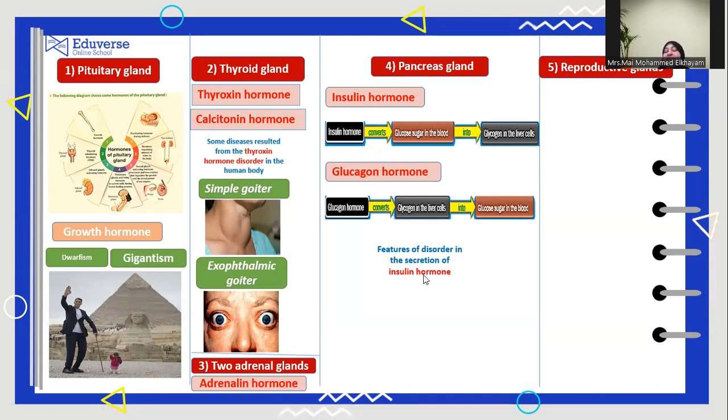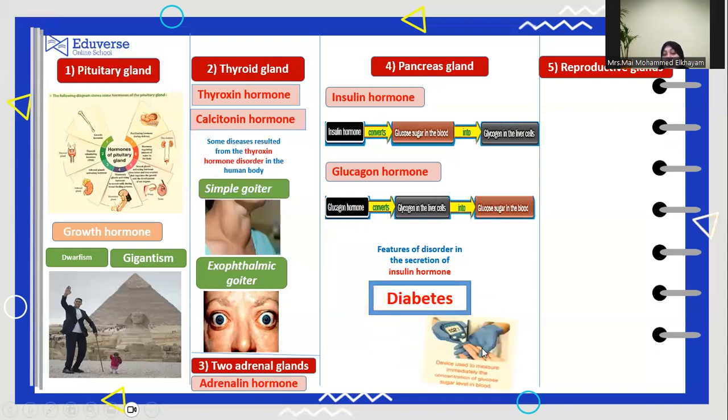Features of disorder in the secretion of insulin hormone. If you have any problem in the secretion of insulin hormone, you will guess that the blood glucose level will increase. This will lead to diabetes disease. And this is the tool that we can use to check the level of glucose in blood at home. Okay, what about the symptoms? Yeah, multiple urination and so on.